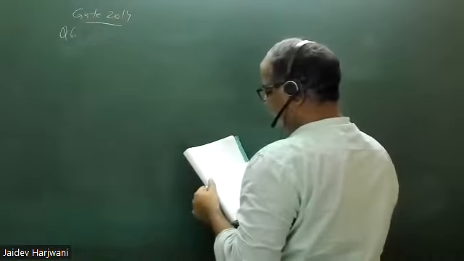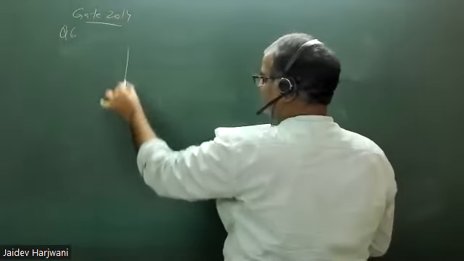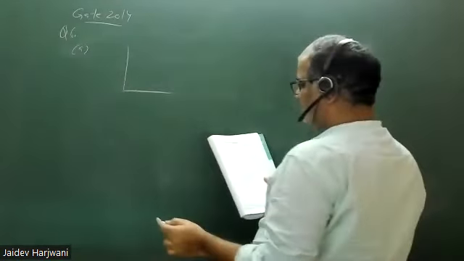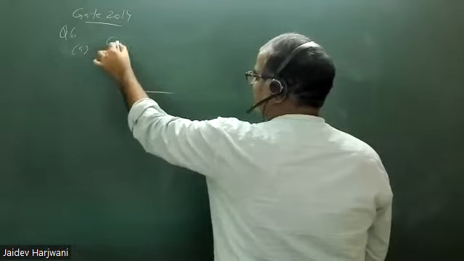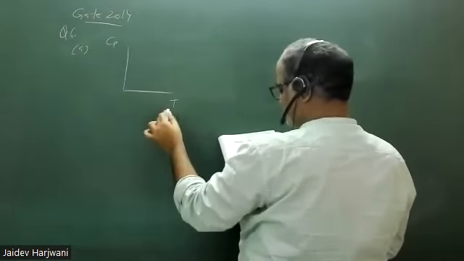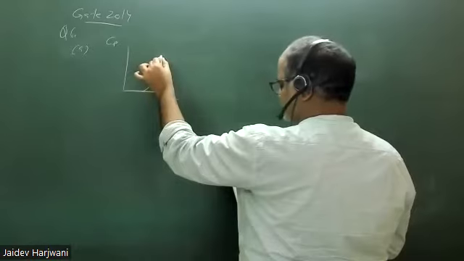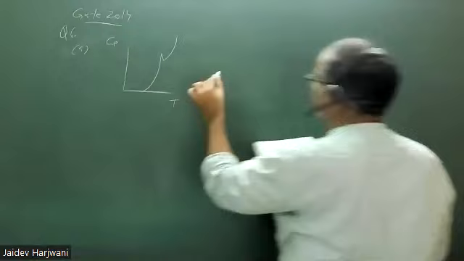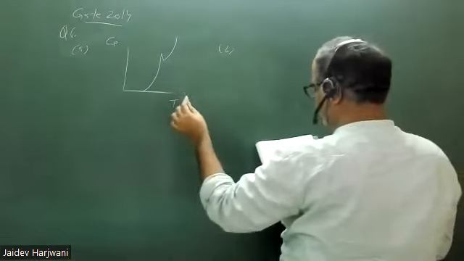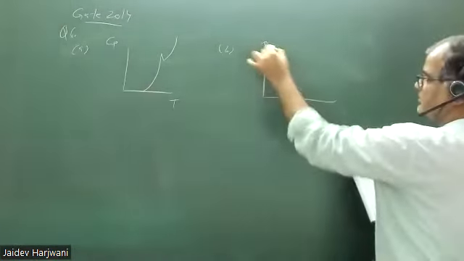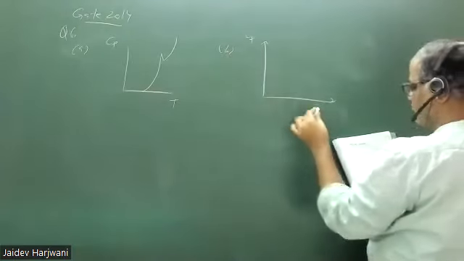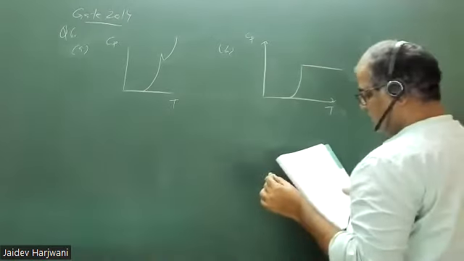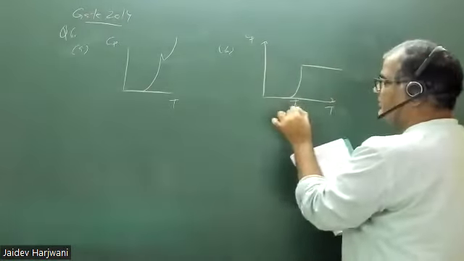So which of the plots is correct for a superconductor? See, they have given the graph of CP versus temperature. Okay. They have given this graph like this. The option B is CP and CB are same for solids. Okay, almost CP. So they have given you this type of graph, and this is a transition temperature TC.